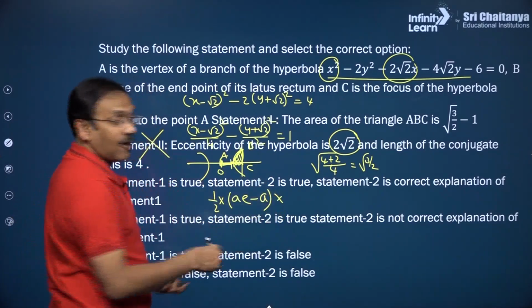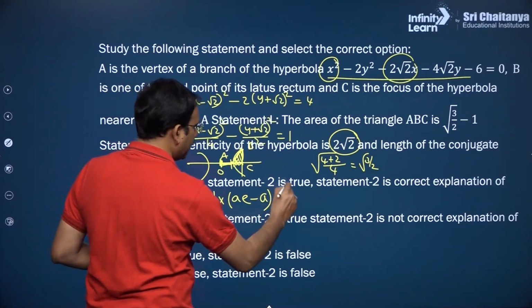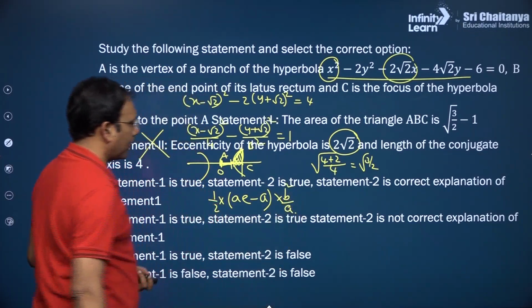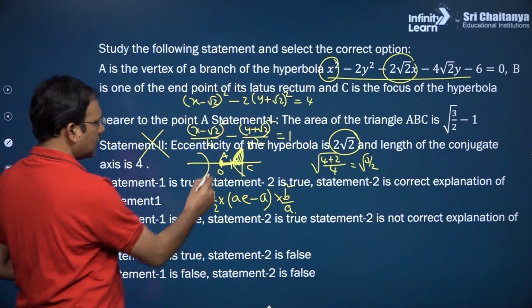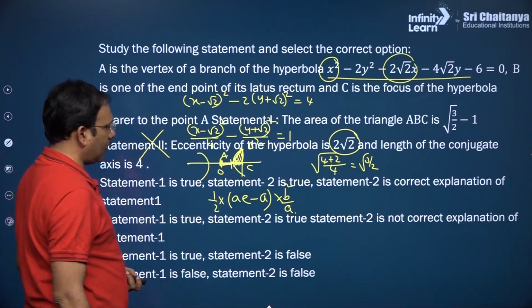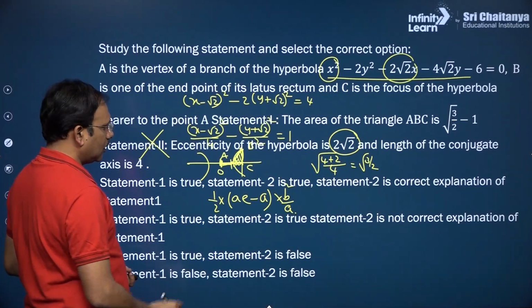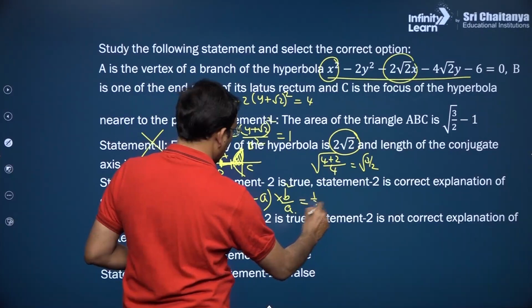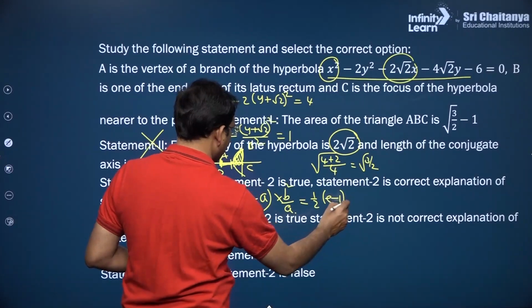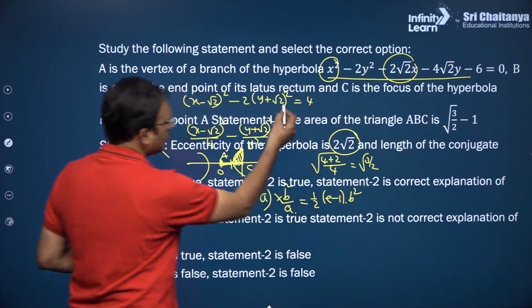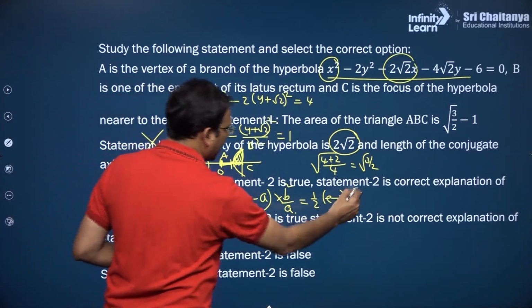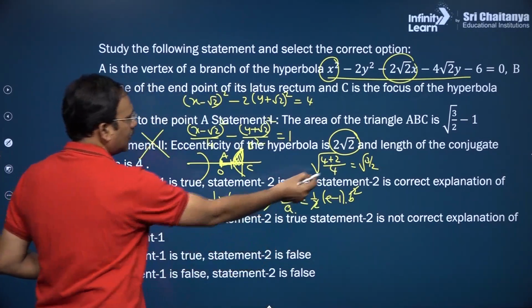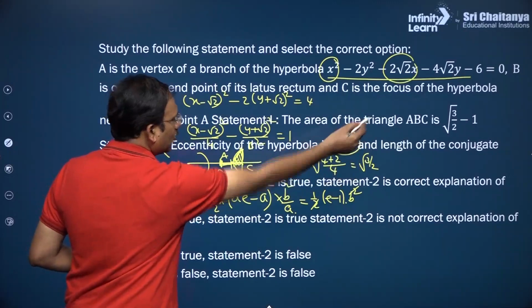Height is going to be half of the length of the latus rectum, B square by A. My dear friends, this is AE minus A, yes, this is the one. So, you can see, my dear friends, here this is half into E minus 1 into B square. You see, B square is anyhow given as 2, gets cancelled, E minus 1, E I got like root of 3 by 2 minus 1.